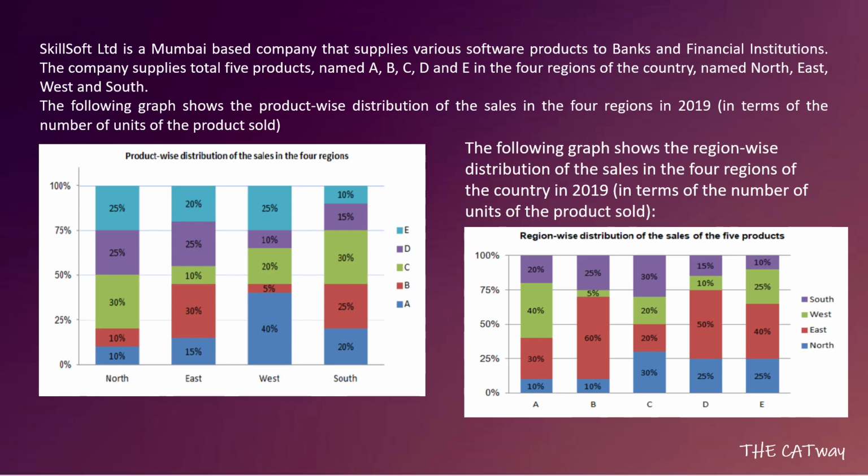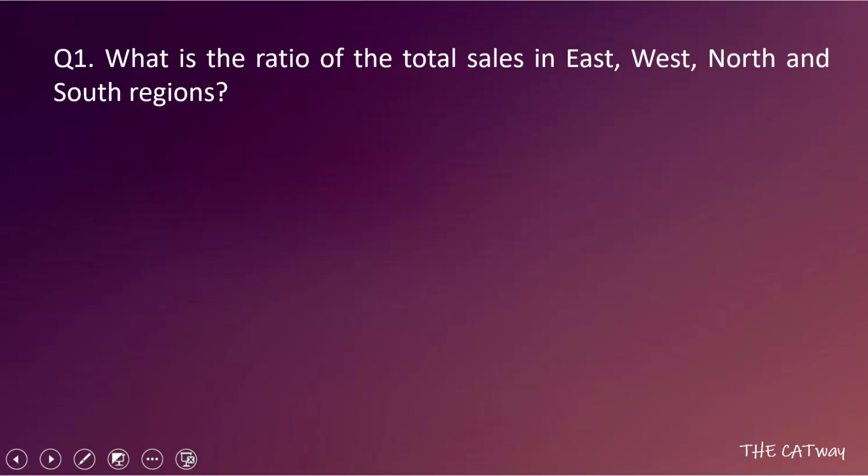The question says Skillsoft Limited is a Mumbai-based company that supplies various software products to banks and financial institutions. The company supplies a total of 5 products named A, B, C, D, and E in the 4 regions of the country, namely North, East, West, and South. The following graph shows the product-wise distribution of the sales in the 4 regions in 2019 in terms of number of units of product sold. Now the second graph shows the region-wise distribution of the sales in the 4 regions of the country in 2019. So how do we start?